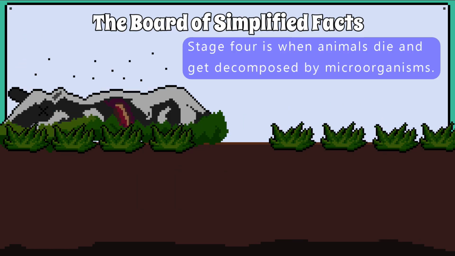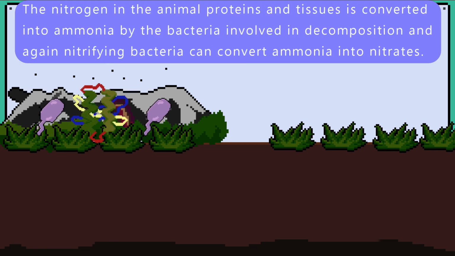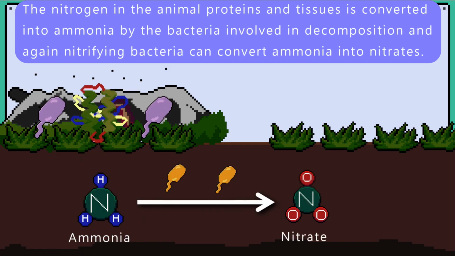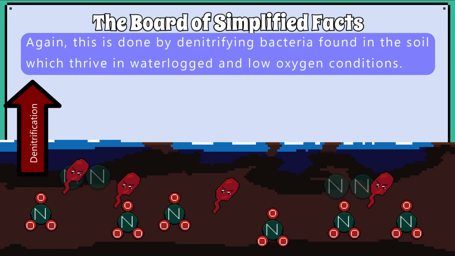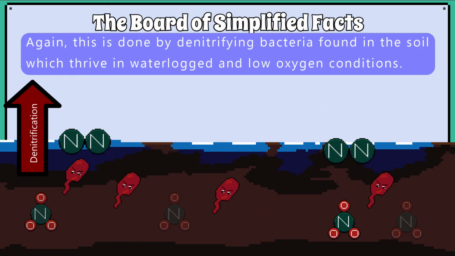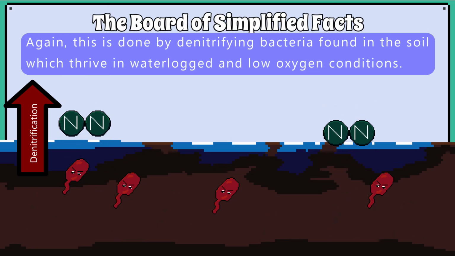Stage 4 is when animals die and get decomposed by microorganisms. The nitrogen in the animal proteins and tissues is converted into ammonia by the bacteria involved in decomposition. Nitrifying bacteria can convert that ammonia into nitrates. Stage 5 of the nitrogen cycle is when the nitrogen is returned to the atmosphere. Again, this is done by denitrifying bacteria found in the soil which thrive in waterlogged and low oxygen conditions.